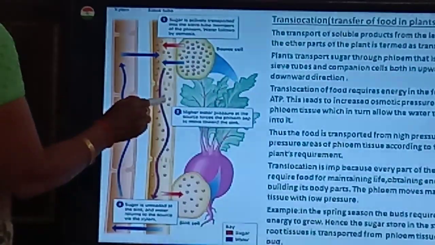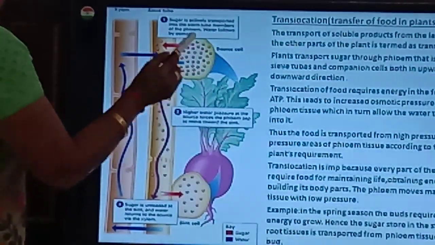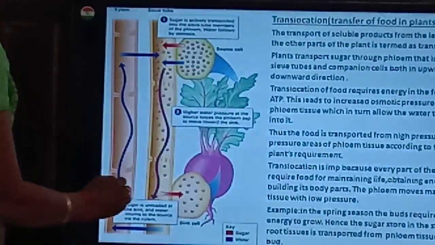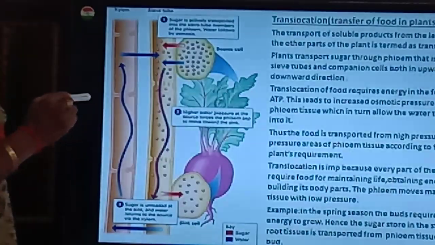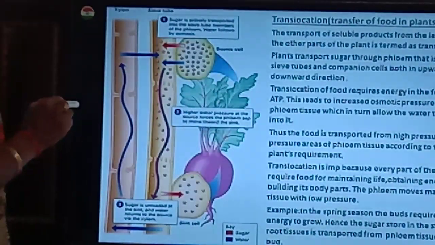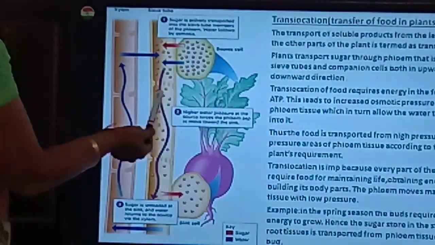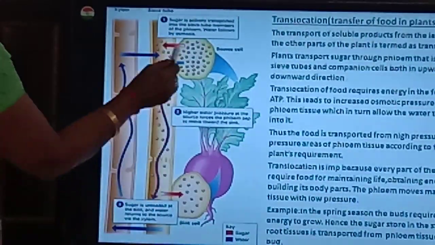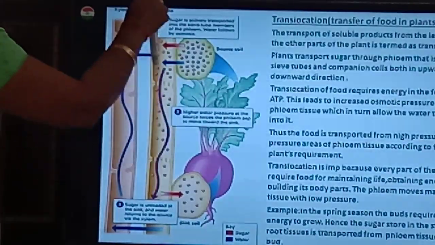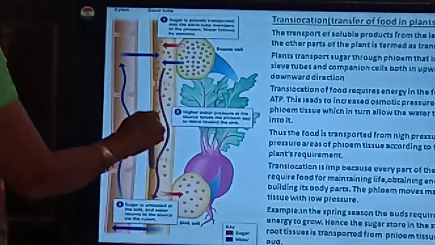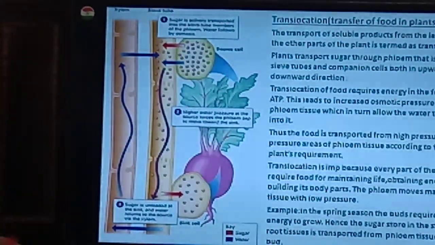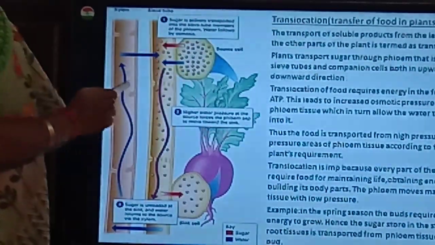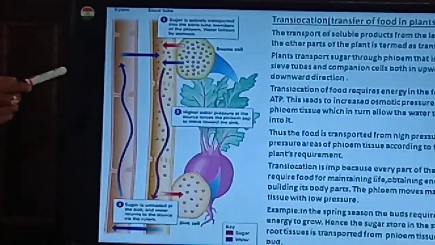So in translocation, when osmotic pressure increases in the phloem tissue, it in turn allows the water to move into it by osmosis. Then what happens? Higher water pressure at the source forces the phloem contents to move forward to the sink. So when pressure is more, the food material moves forward to the sink. Now, hope you understood how this translocation takes place.